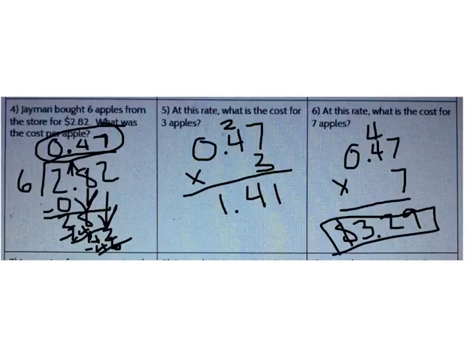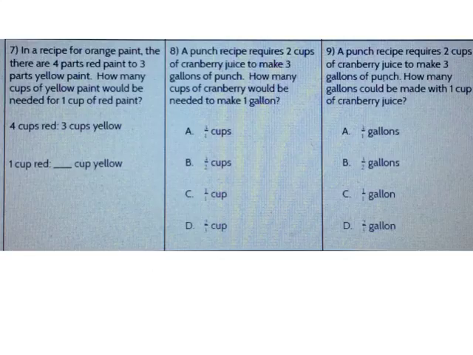Check your work with mine. Lately, we've been talking about unit rate. Unit rate is the amount per 1. The amount per 1. Let's look at number 7 and solve together. In a recipe for orange paint, there are 4 parts red paint to 3 parts yellow paint. How many cups of yellow paint would be needed for 1 cup of red paint? Here we're finding the unit rate, or the amount per 1 cup of red paint.